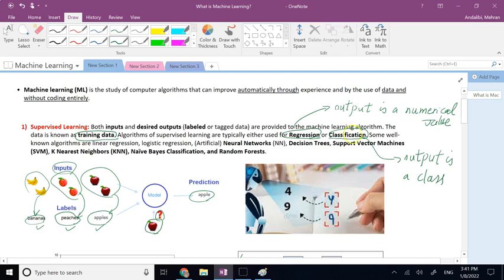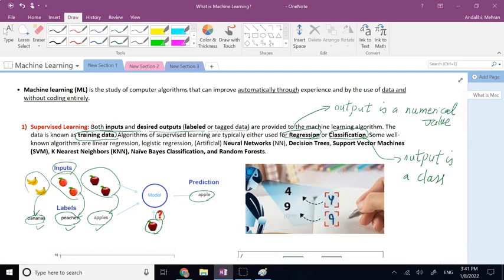These are typically disjoint classes. You have a finite number of them, while in regression, the output is a numerical value. It can go over even a continuous range. These are two main categories of supervised learning, regression and classification, where both inputs and the outputs, or label data for outputs, should be available to the machine.